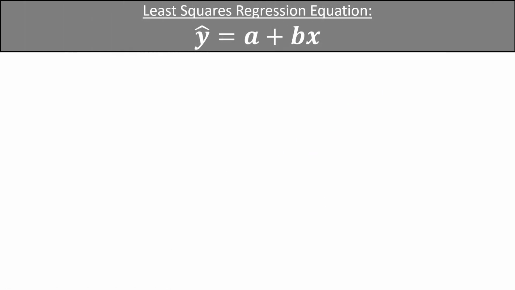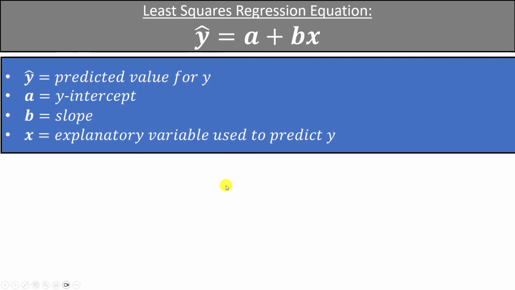Now you may know from algebra class that lines have equations, and we use a slightly different form of the equation of a line than you might be used to. You might be used to the form y equals mx plus b, but we're going to use a slightly modified version of that equation for linear regression. So the equation is going to be y hat is equal to a plus bx. And here's what each of those different values are going to represent. Y hat is going to be the predicted value for y.